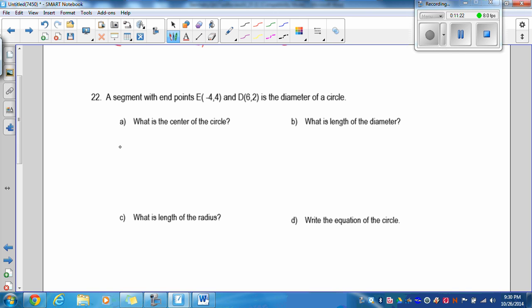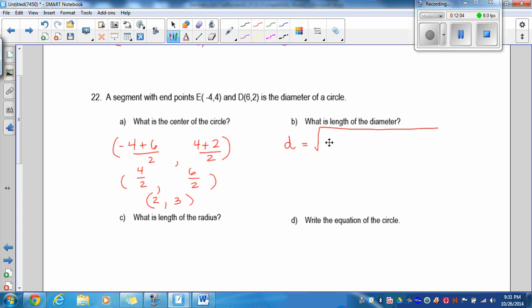So the midpoint, negative 4 plus 6 divided by 2, and 4 plus 2 divided by 2. So the midpoint is 4 over 2 and 6 over 2. So 2, 3. The length of the diameter, remember they're asking you to find the distance. So the distance between these 2 points is going to be negative 4 minus 6 squared plus 4 minus 2 squared.